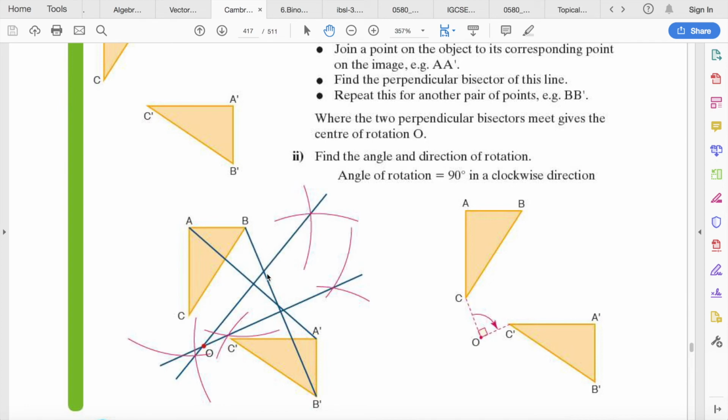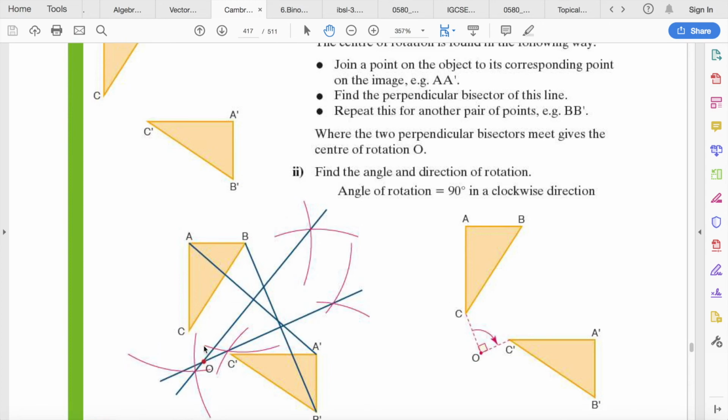Now do the same thing for another pair, BB prime. Put the compass here, open the arms to draw one arc here, it can be continuous. Then put the pin of the compass here, another arc. Then join these 2 points of intersection. Then extend it. As you see, the perpendicular bisectors of AA prime and BB prime meet each other here. This point will be called the center of rotation.